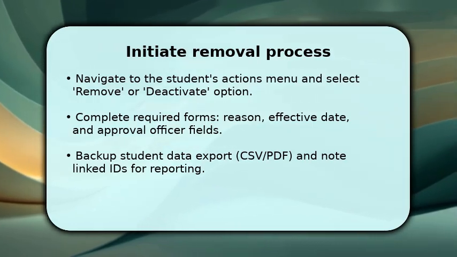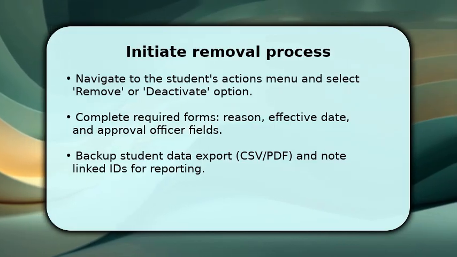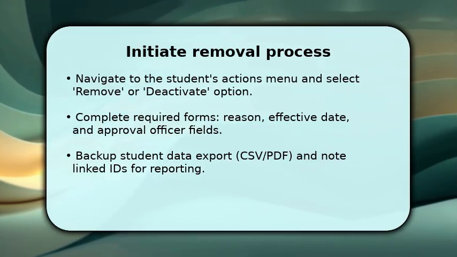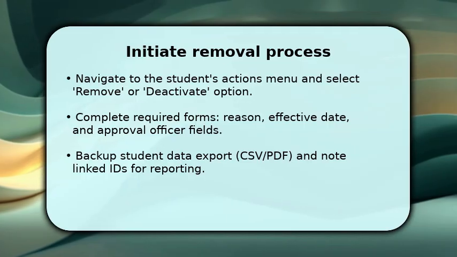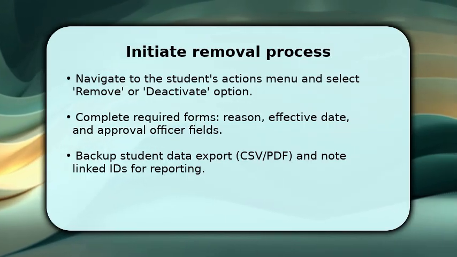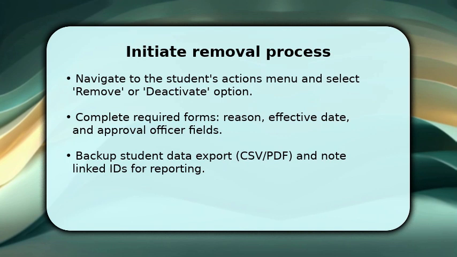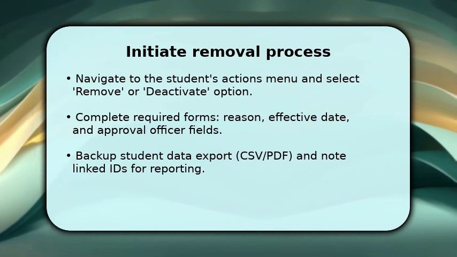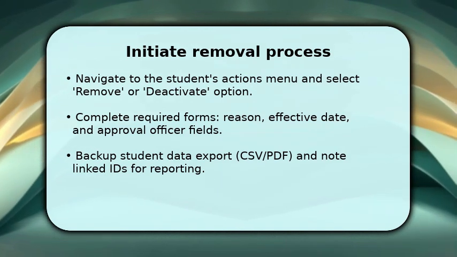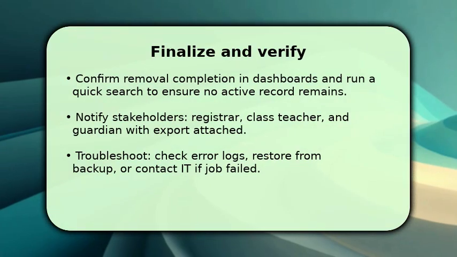Before confirming, export a backup of their record as CSV or PDF. Include linked ID for classes and guardians. Once you submit, Emis will queue records for processing. Monitor the job status, and capture any reference numbers for audit trails and downstream notifications. Finish by verifying the removal completed successfully.